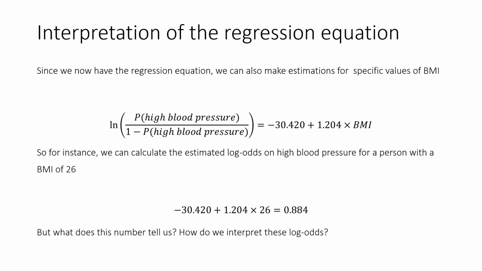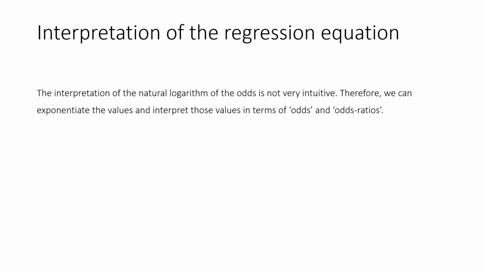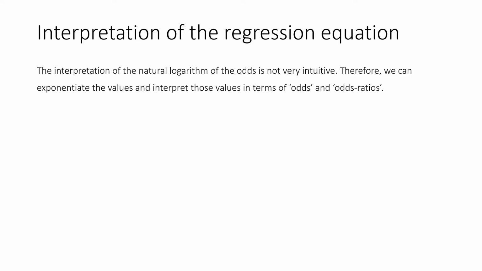But what does this figure really tell us? What are these log odds? How do we interpret these? This is not very informative. Well, we have a solution for that. Because remember, we took the natural logarithm of the odds. We can also exponentiate the natural log to get back to the odds scale, which are easier to interpret.